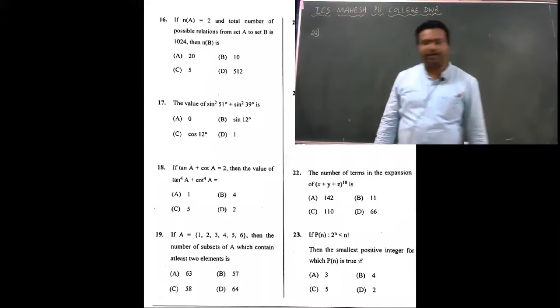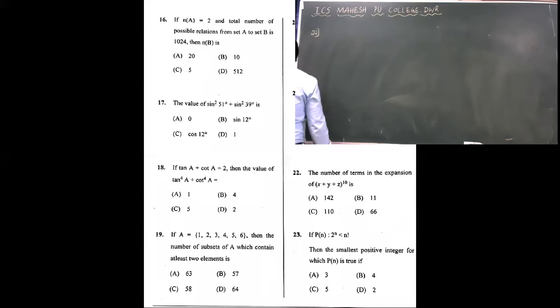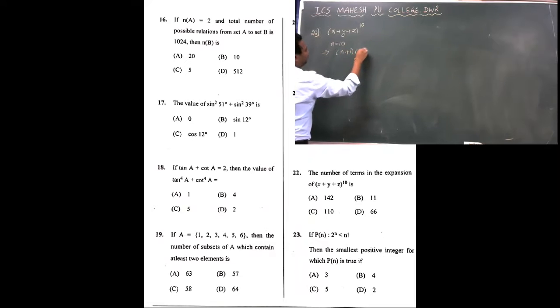Question number 22. The question is to find the number of terms in the expansion of (x plus y plus z) to the power 10. So here the n value, that is the power, is 10. Hence, what is the total number of terms? There is a standard identity: (n plus 1)(n plus 2) divided by 2.